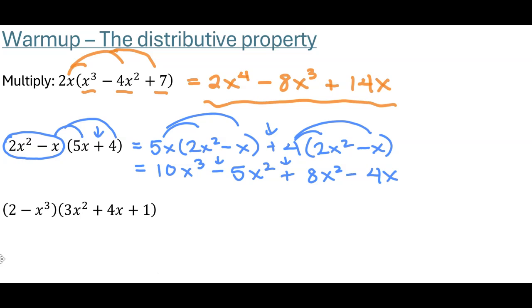The last thing you do when there's something messy like this is just check for like terms, and we did get like terms. We got a negative 5x squared and an 8x squared, and because everything about those two is identical except the coefficient, the variable is the same, the power is the same, we can just count up how many x squareds we have. If we have 8x squareds and we need to subtract 5 of them, we will end up with 3. So our final answer is 10x cubed plus 3x squared minus 4x.